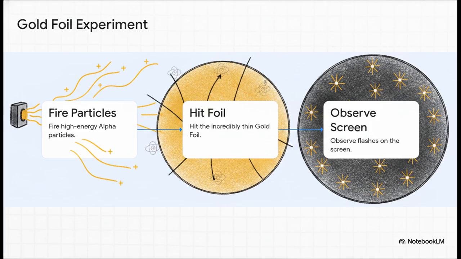To prove which sketch was correct, Rutherford set up this absolutely ingenious experiment. Step 1. He took a radioactive source that fired heavy, positively charged alpha particles at incredibly high speeds. Step 2. He aimed these particles at a sheet of gold foil, pounded so exceptionally thin it was only about 1,000 atoms thick. And Step 3. He surrounded the foil with a fluorescent screen that would flash every single time an alpha particle hit it, allowing him to track their exact paths.